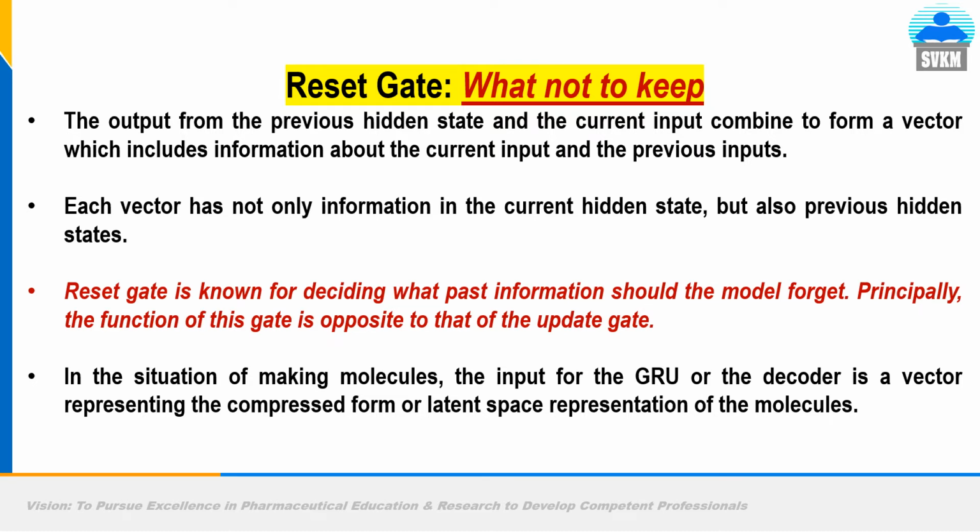Mainly, the function of this gate is opposite to that of the update gate. In case of the update gate, it works by remembering a few things. Here in case of the reset gate, it should forget what is not required. In this situation, the input of the GRU or the decoder is a vector representing the compressed form or latent space representation of the molecule.